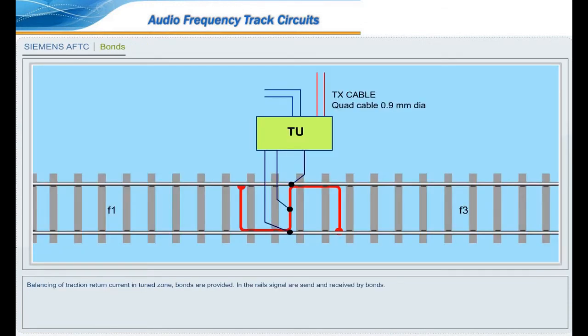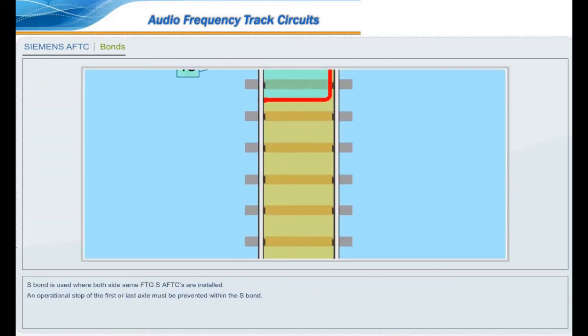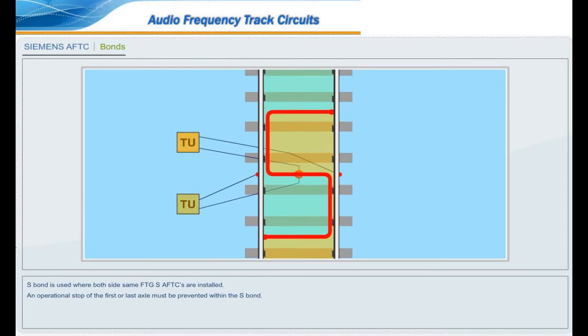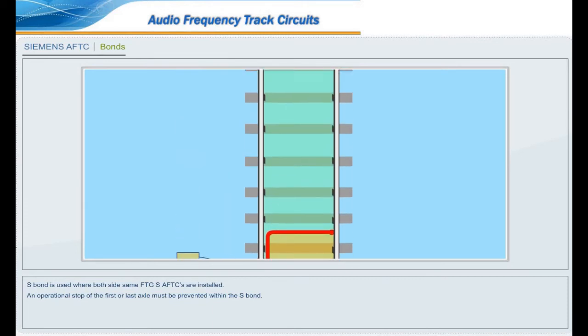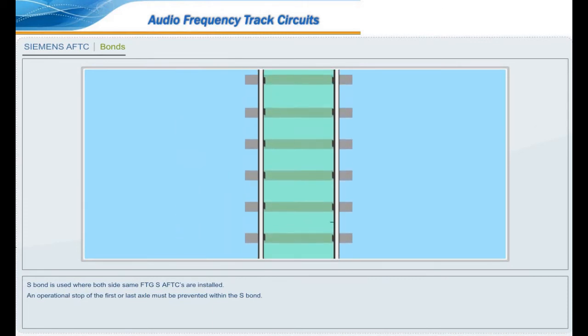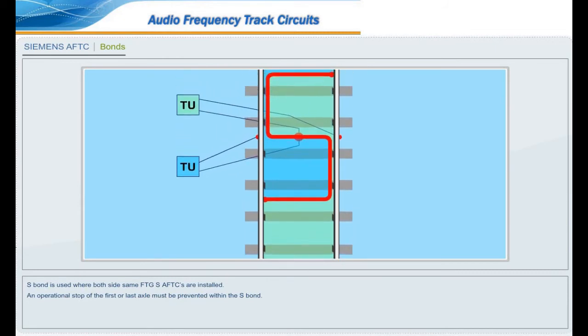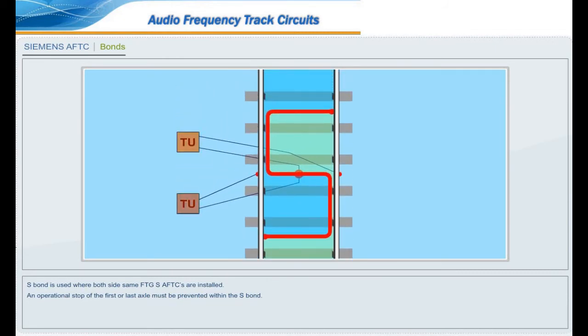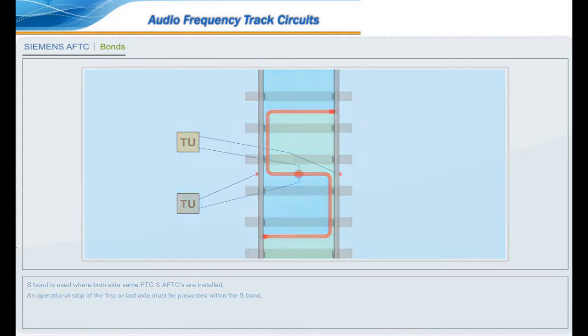Balancing of traction return current in tuned zones, bonds are provided. In the rail, signals are sent and received by bonds. S bond is used where both side FTGS AFTCs are installed. An operational stop of the first or last axle must be prevented within the S bond.